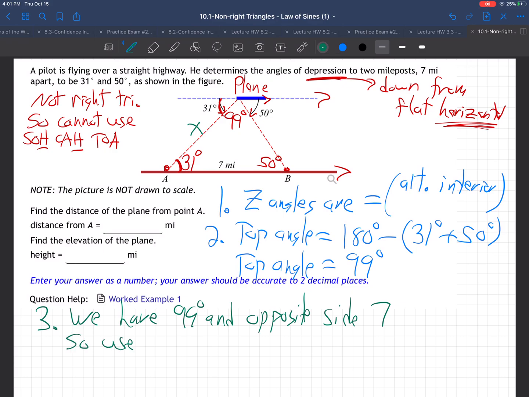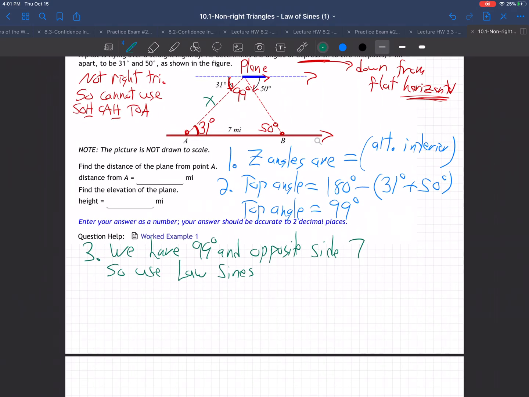So use the law of sines. That's what the law of sines is all about: angles and sides across from it. So that means 7 over the sine of 99 degrees. Remember how the law of sines works. Any side over the sine of the angle opposite equals any other side over the sine of the angle opposite, those two, which is what we want.